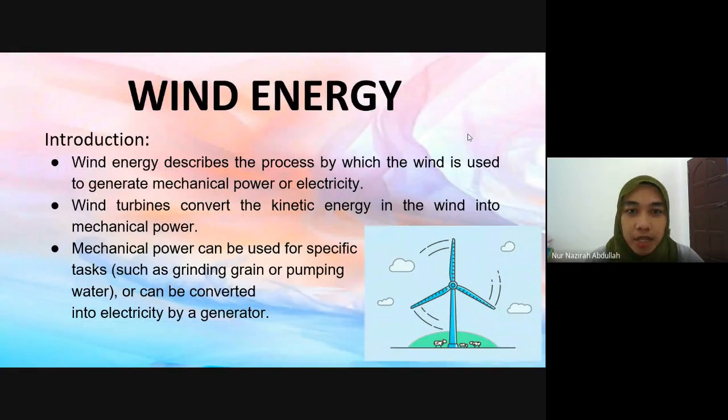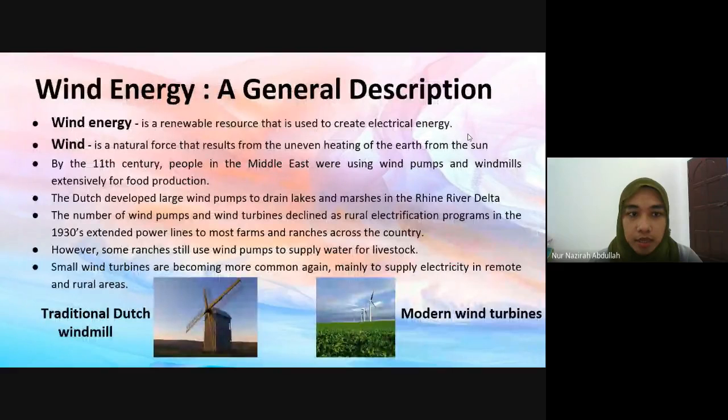Next, I will talk about wind energy. Wind energy basically describes the process by which the wind is used to generate mechanical power or electricity. Wind turbines convert the kinetic energy in the wind into mechanical power. Mechanical power can be used for specific tasks such as grinding grain or pumping water, or can be converted into electricity by a generator. Next, I will pass to Nur Hazwani.